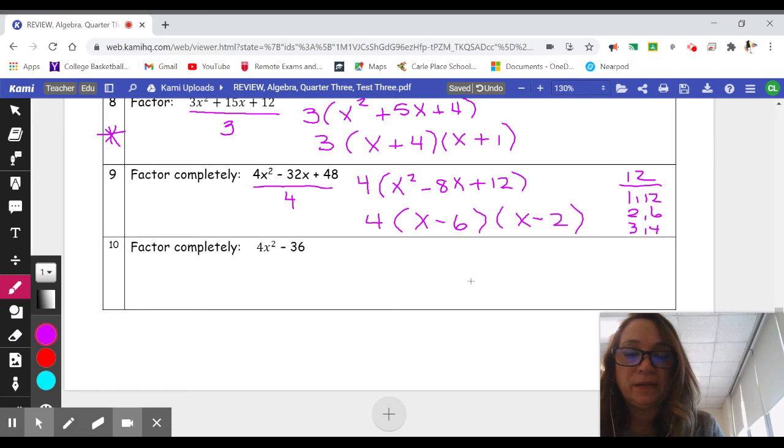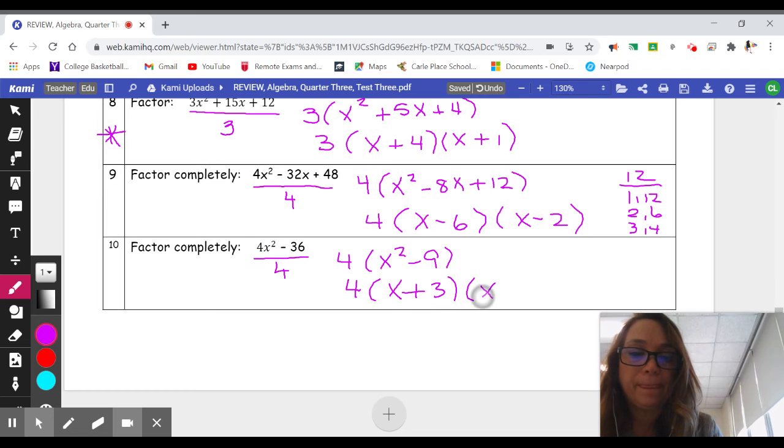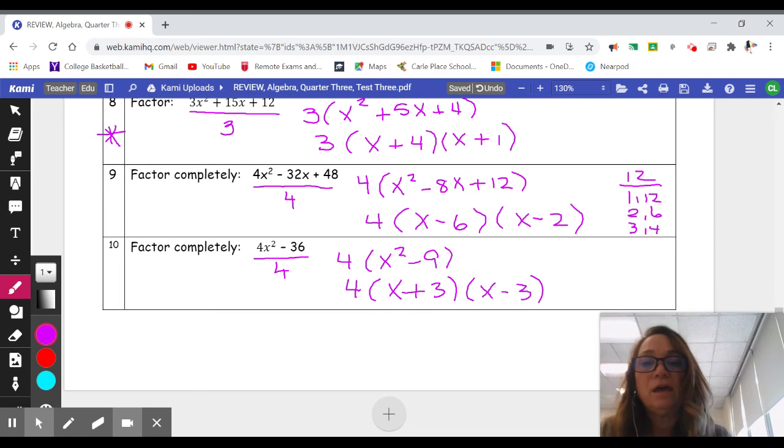Okay, factor completely. So again, the GCF is 4. So 4 times x squared minus 9. Difference of two squares, so x plus 3, x minus 3.